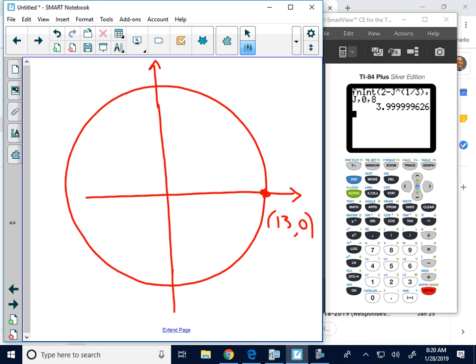Does anybody want to hazard a guess as to the equation of this circle? The center is at the origin, and that point is on the x-axis there. What might the equation of this be, from Algebra 2? Anybody? It's centered at the origin, so h and k are both 0. x squared plus y squared equals?